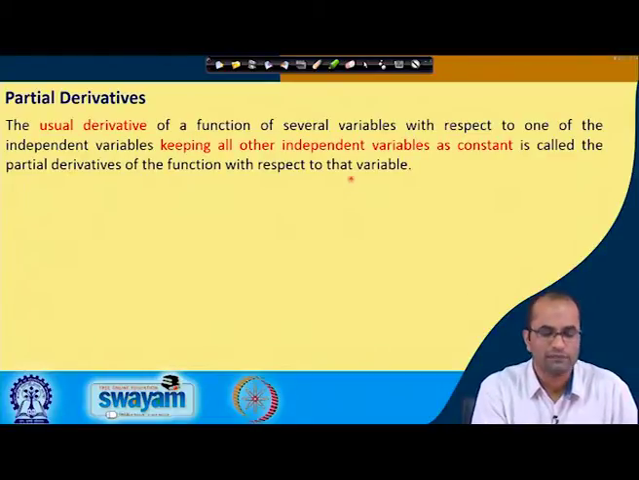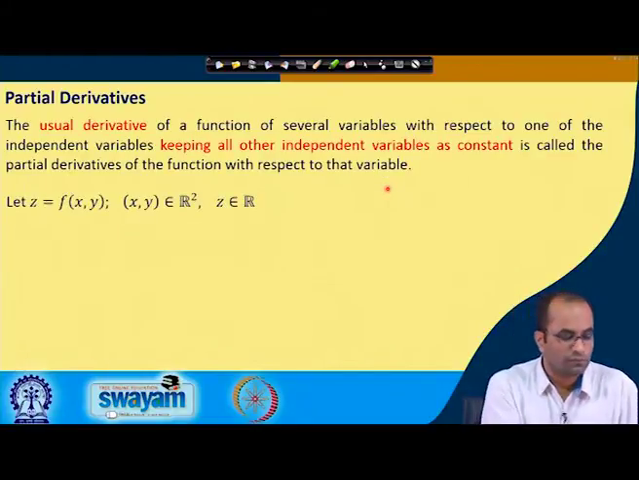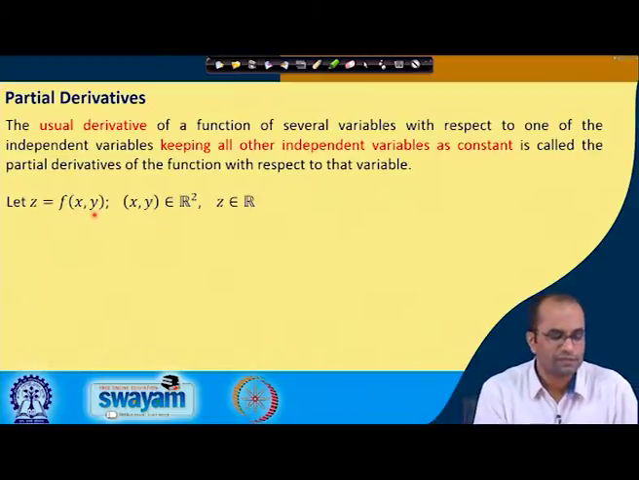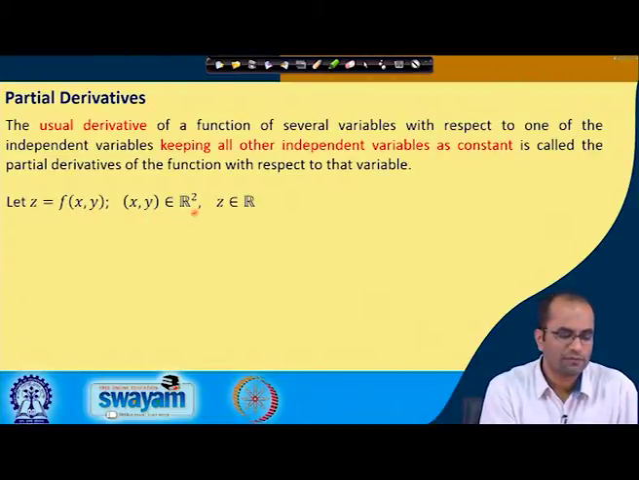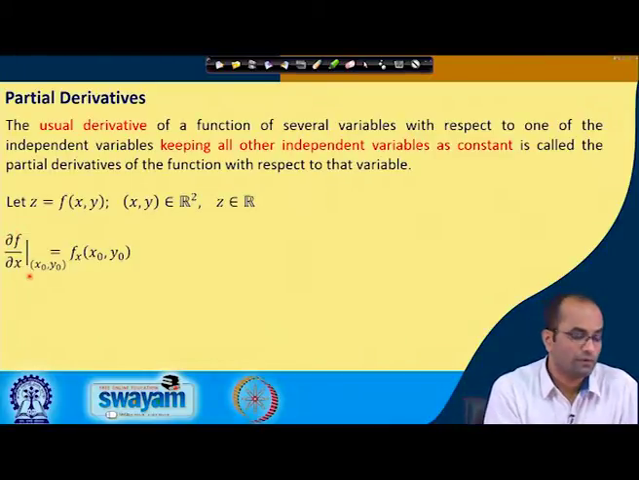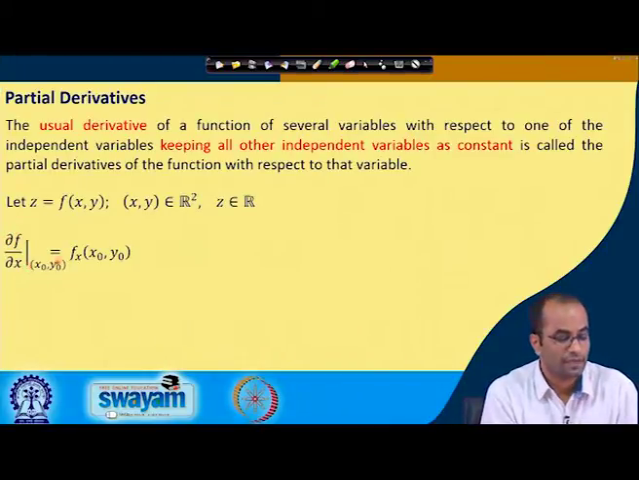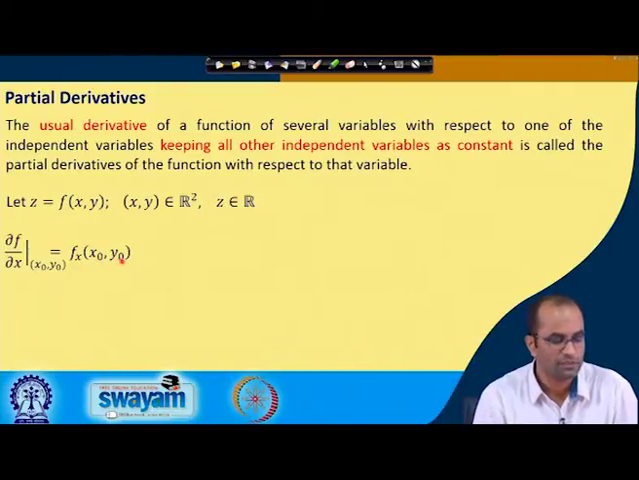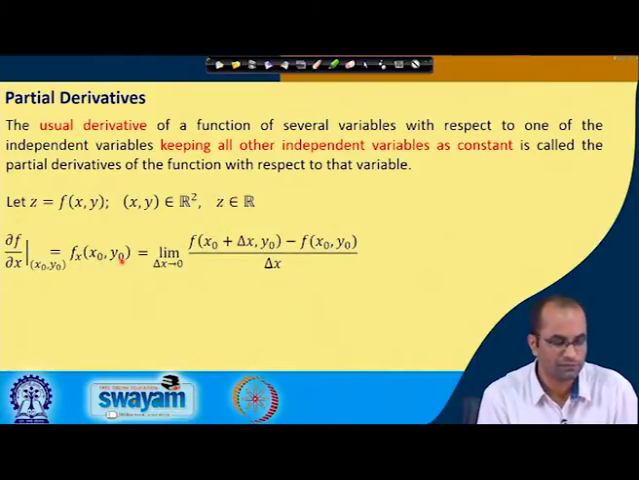So, for example, we have a function z is equal to f(x, y), where (x, y) belongs to some domain in R squared and z belongs to R, the real line. The partial derivative of f with respect to x at a point (x0, y0), which we also denote by f_x(x0, y0), is defined, as we said before, as a usual derivative. So, we are taking the derivative with respect to x.